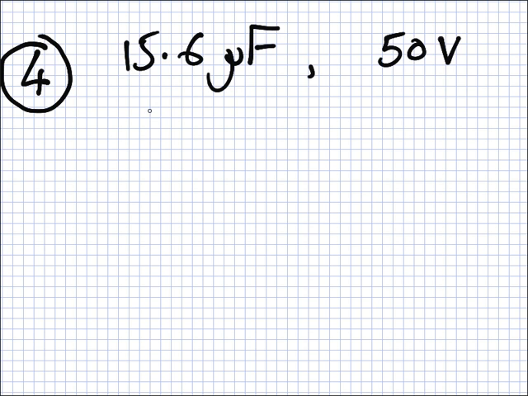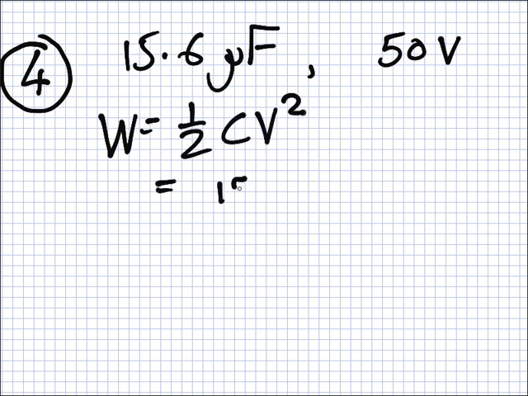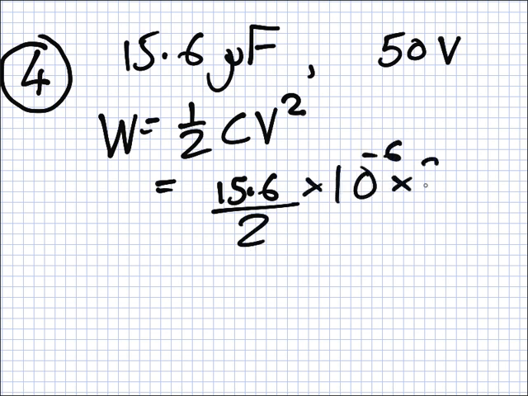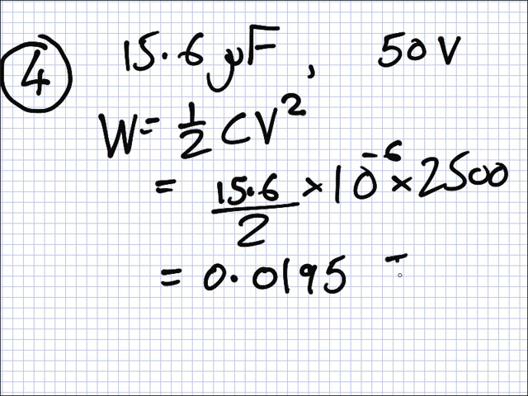Sorry, what do they want? Determine the energy. Right. So, Harry, the formula you should use here is a half CV squared. So that would be 15.6 over 2 times 10 to the minus 6 times 2500. What is that? 1.95 times 10 to the minus 2. Okay, is that 0.0195? Yeah. Joules, which is 19.5 millijoules.